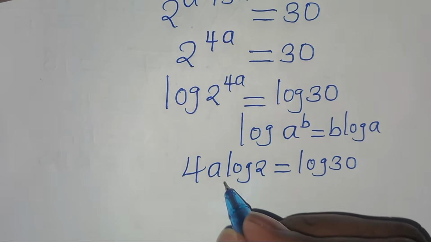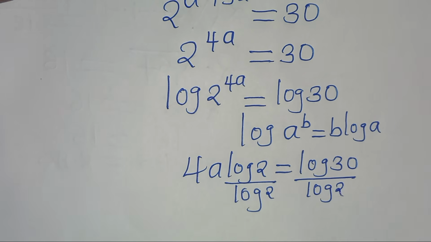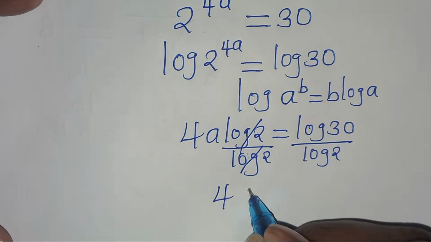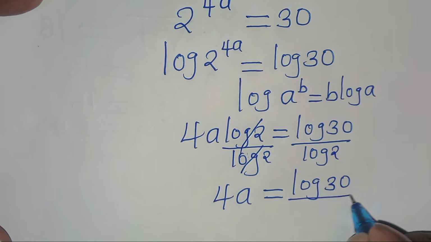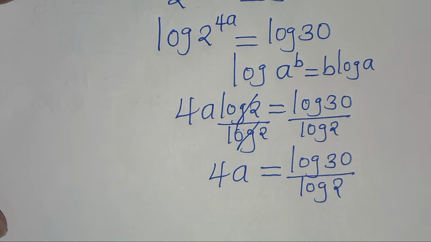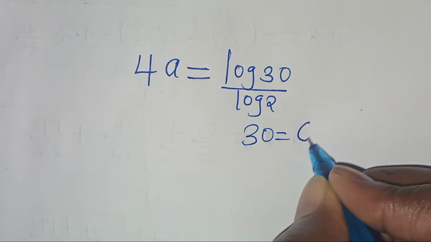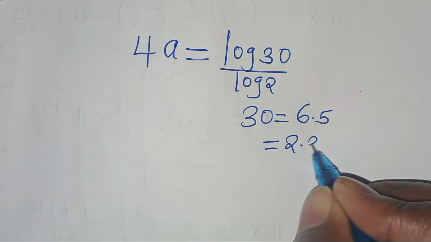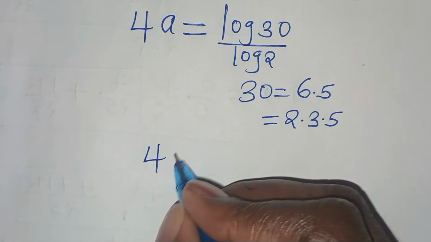Now let's divide both sides by log 2. So that now we simplify log 2 and log 2 here. Then we have 4a. This is equal to log 30 divided by log 2. Now we can express 30. This is the same thing as 6 multiplied by 5, which you can also express as 2 multiplied by 3 multiplied by 5. So this is to mean that we have 4a.